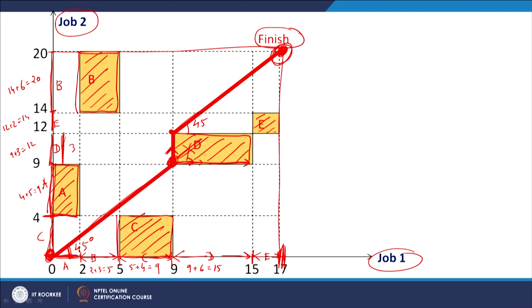Understand the reason why we are using a diagonal movement for finding the optimum path. The reason is that we want job 1 and job 2 to be processed simultaneously as much as possible, because if job 1 is processing and job 2 is idle, we do not want that. This sort of situation should be as minimum as possible.